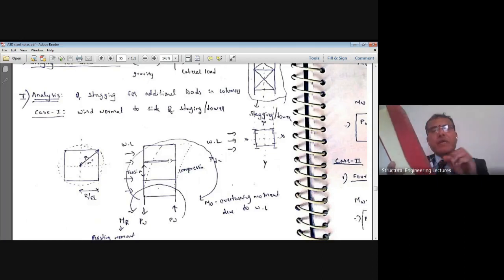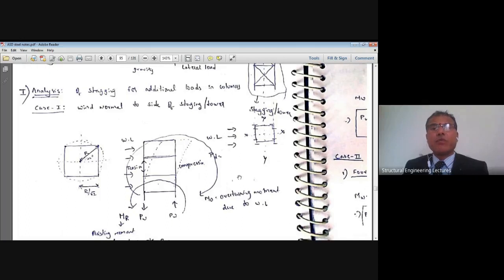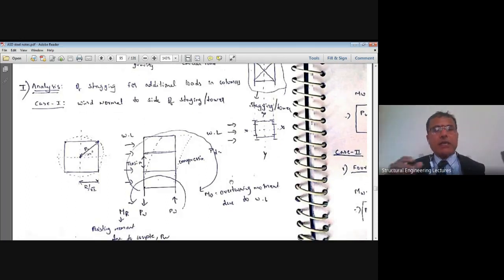Those members which are on the windward side will be under tension, they will be under extension. That is how these column members are under tension and these are under compression. This is the overturning moment, which is trying to overturn the entire staging. But resistance is offered by the sections in the form of section modulus, or in the form of moment of inertia, by the columns at the supports. Hence that gives rise to the moment of resistance.